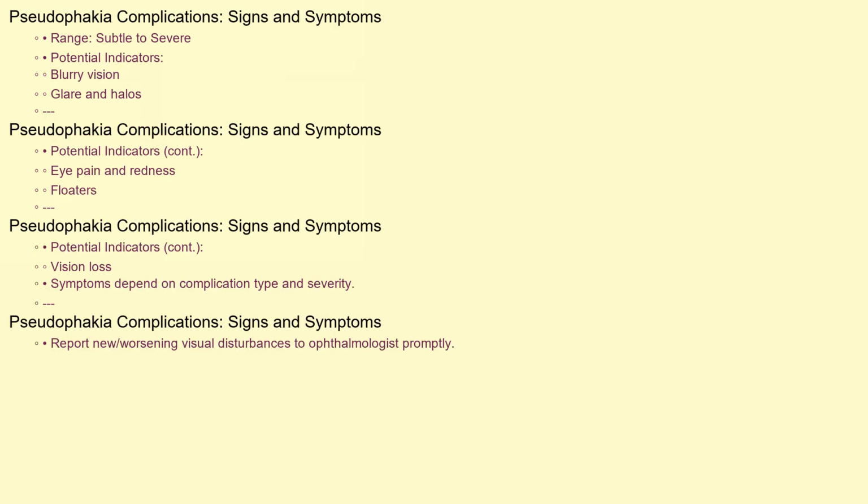Older age, pre-existing eye conditions like glaucoma or diabetic retinopathy, and certain surgical techniques can increase the risk of these complications. The signs and symptoms of pseudophakia-related complications can range from subtle to severe. Blurry vision, glare, halos around lights, eye pain, redness, floaters, and even vision loss are all potential indicators. The specific symptoms will depend on the type and severity of the complication. It's vital for patients to report any new or worsening visual disturbances to their ophthalmologist promptly after cataract surgery.